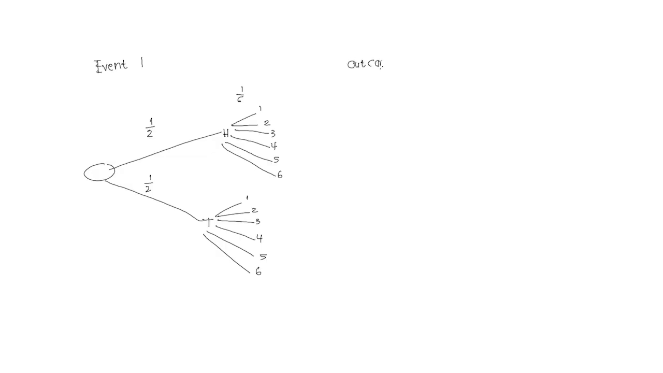Looking at the outcomes, we can see that there are 12 possible outcomes for this experiment. You can toss a head and get a 1. You can toss a head and get a 2. You can toss a head and get a 3. And this is the case for each die roll. This is similar for when you toss a tail and roll a 1, a 2, a 3, a 4, a 5, and a 6.